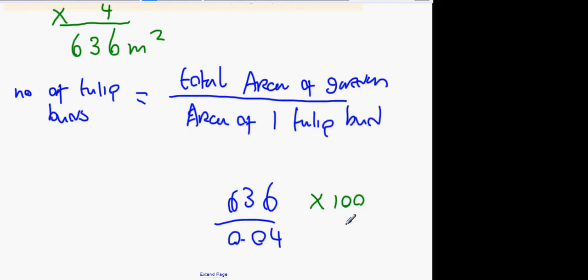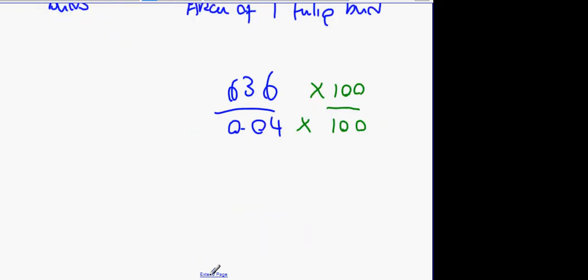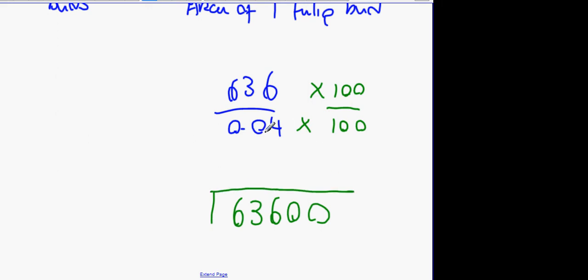100. And what do you get when you multiply 636 by 100? 63,600. And when you multiply 0.04 by 100? It's 4. The 100 shifts the decimal point across twice. So we'll get Oisin on this.